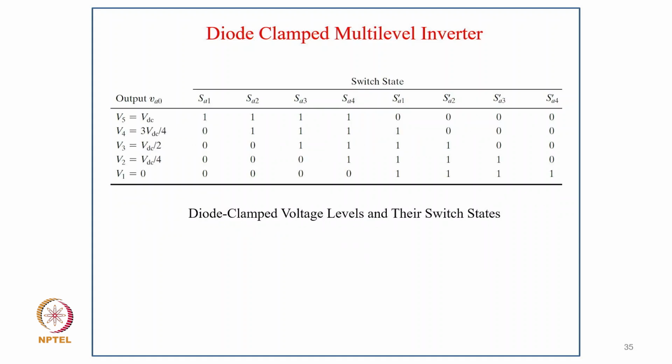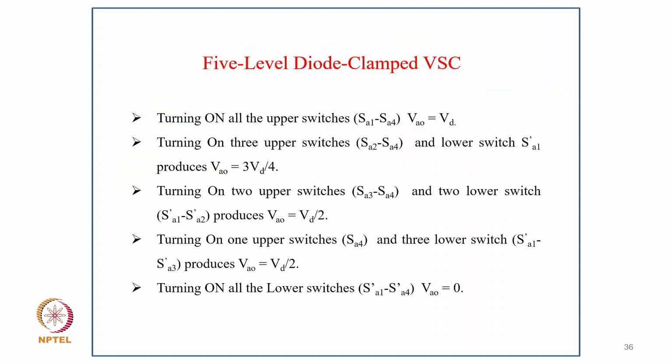So this is the diode clamp inverter. Typically you can call out the output voltage and switching states of the diode clamp voltage levels and their switches. You can start with V5 equal to VDC, then V4 equal to 3 VDC by 4, then V3 equal to VDC by 2, and V2 equal to VDC by 4, and then V1 equal to 0.